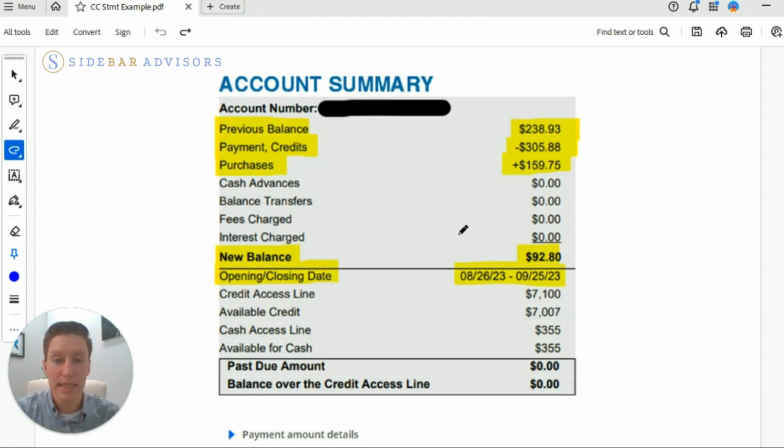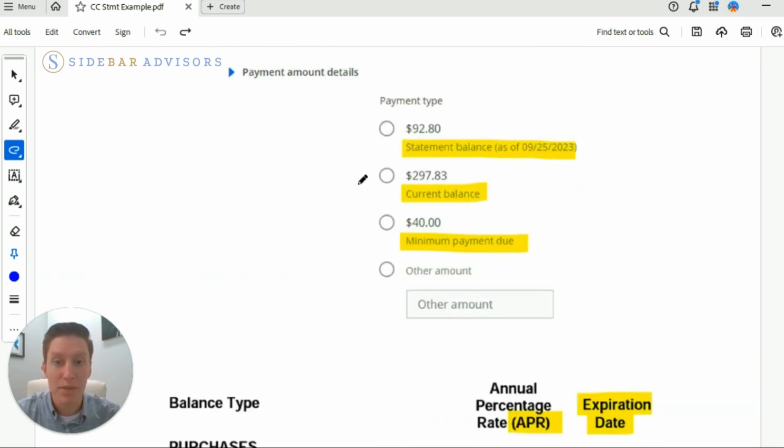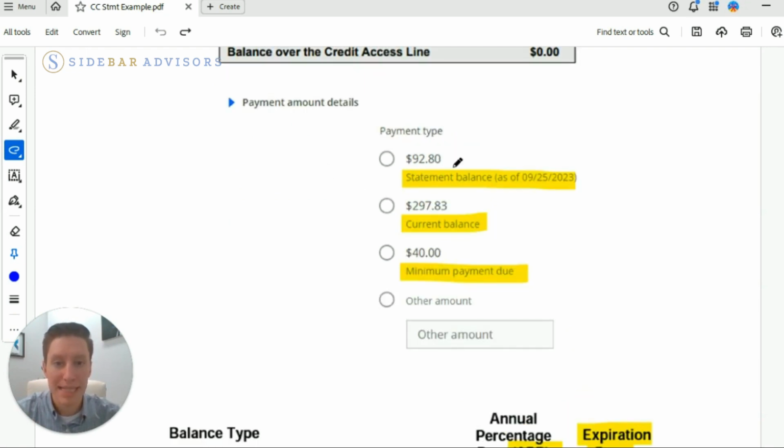So looking at this isn't necessarily going to mean that your current balance is going to show 9280, but that's what your balance was from this period, from 8/26 to 9/25. So that's what you're going to technically owe this month when you're making your payment. You'll see below that my current balance right now on the card is $297, but my statement balance is $92.80, as well as the minimum payment due, which is $40.